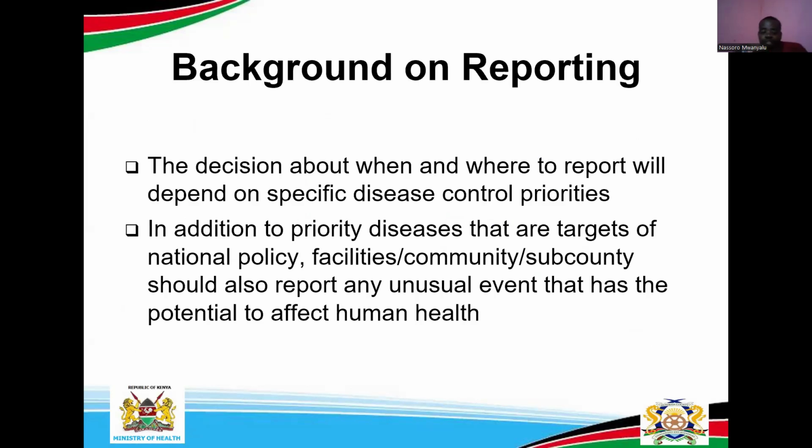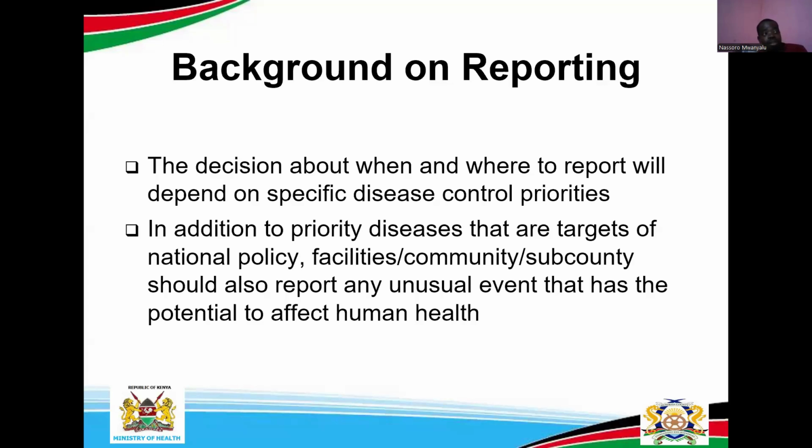So if you have identified that we have this case, okay, you have applied your case definitions and you say that this meets our case definition for FP. What should you do? So the decision about when and where to report will depend on specific disease and control priorities. We have 48 priority diseases in Kenya. So for the 48 diseases, we have diseases which need to be reported immediately. When we talk of immediately, it means that this disease needs to be reported within 24 hours. For example, cholera. If you have a suspected case of cholera, then you are supposed to report immediately.